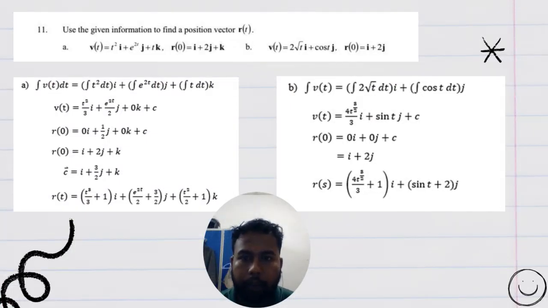Okay, for question 11, it wants the position vector. So for A and B, it has the same steps. You have to separate the equation into 3 components, and you have to integrate each component. And after you get the value for each component, you have to put in the initial condition for the vector that is equal to 0, and after that you have to combine the equation and you will get the position vector.